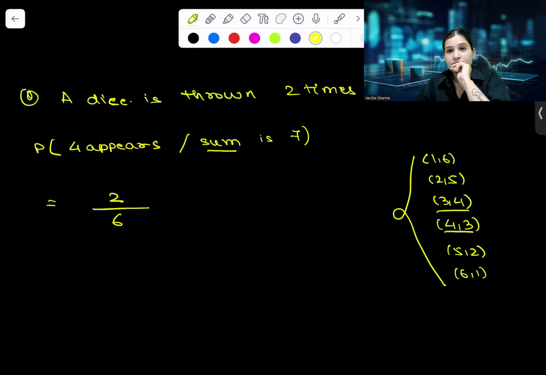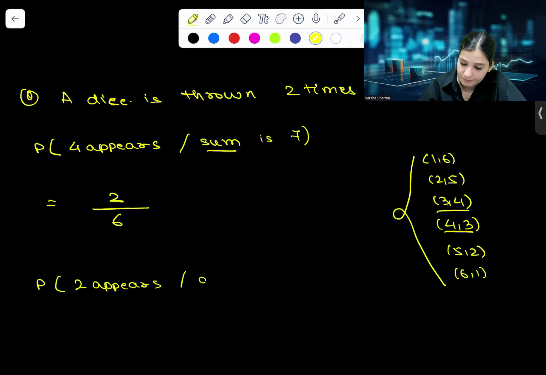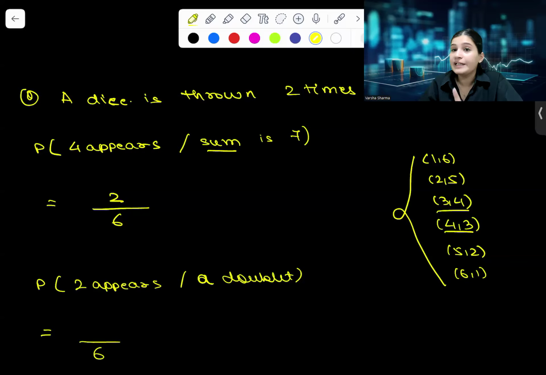Understood? Yes, ma'am. Probability that 2 appears if a doublet has occurred. That means what has already happened? The doublet. What are doublets? 1,1; 2,2; 3,3; 4,4; 5,5; 6,6. So how many? 6. So the denominator will be 6. Now out of these 6, in how many does 2 appear? 1. So the answer will be 1 by 6.